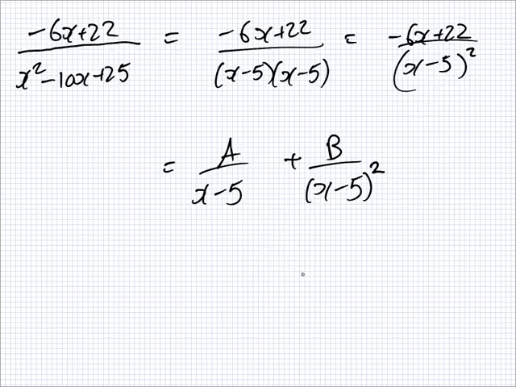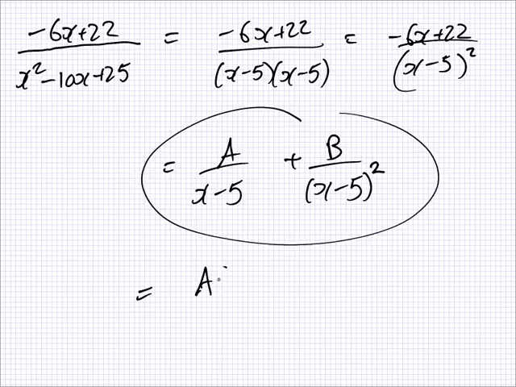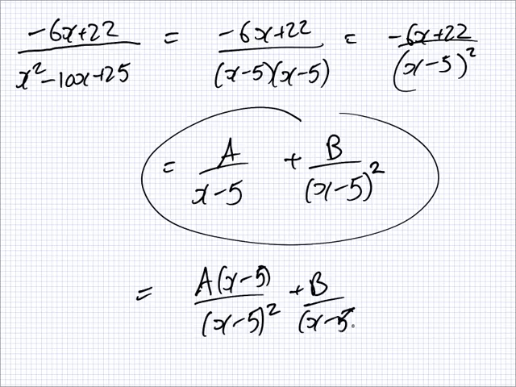Okay? So after this example, I'm going to give you some guidelines for how to decide. Go ahead, Leon, ask me. Don't be shy. Why x minus 5 squared? Watch this now. If I use this, I can change this into a x minus 5 over x minus 5 squared plus b over x minus 5 squared.